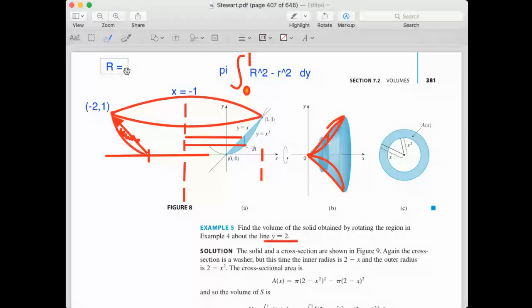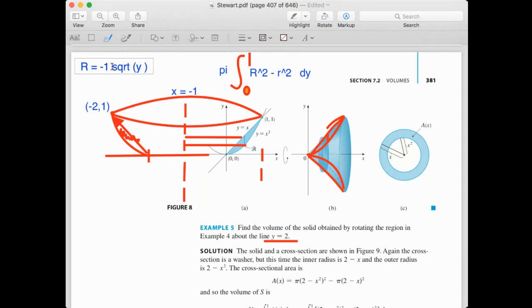So we could write R equals the square root of y minus -1, or we could do -1 minus square root of y, or square root of y minus -1. We would get square root of y plus 1. When we square, that would be the same thing.